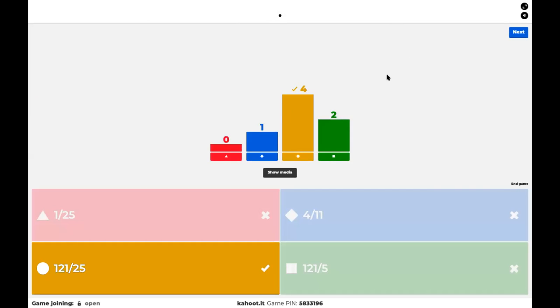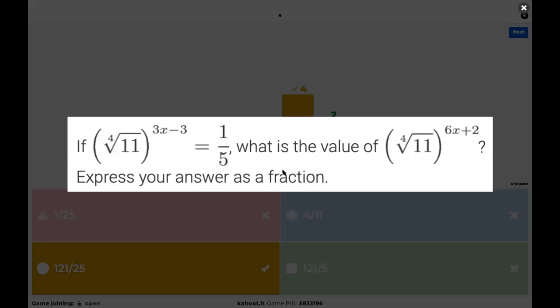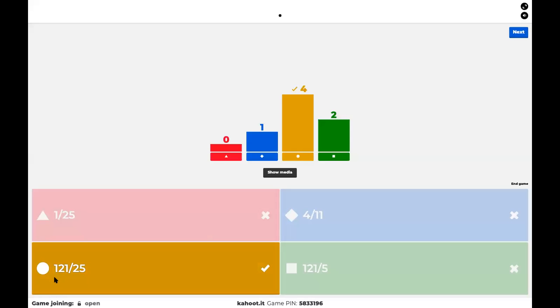All right, nice job. Right, you square both sides of the equation first. That makes the exponent 6x minus 6. That means if you multiply by the fourth root of 11 to the 8th power, you can add 8 to the exponent, and then that gives you 6x plus 2. And if you do that, it's 121 over 25.